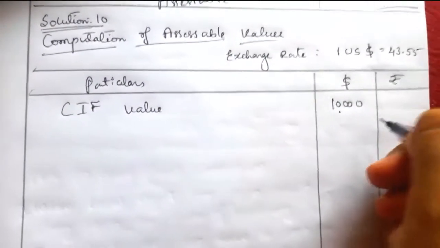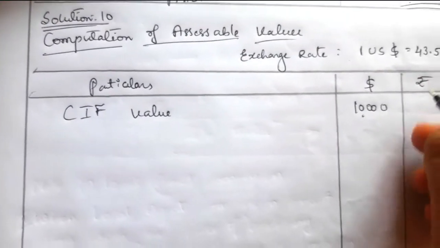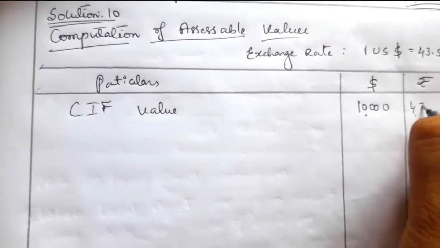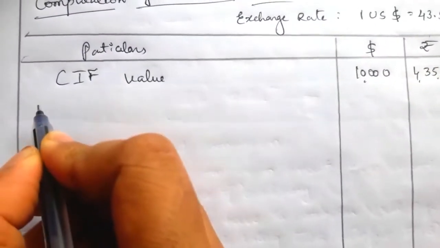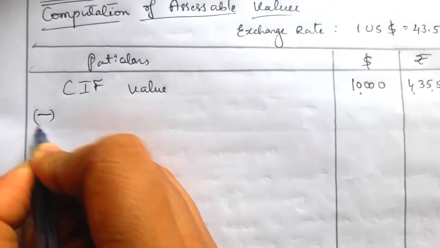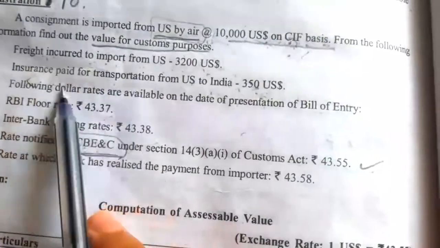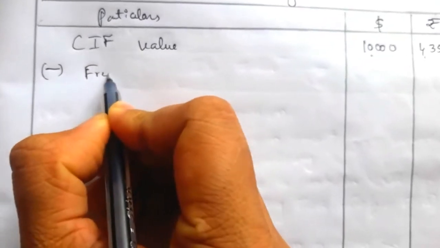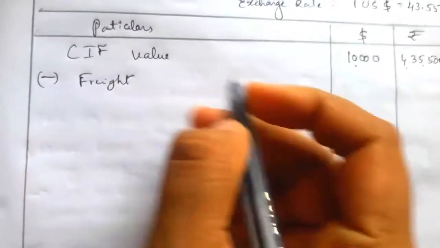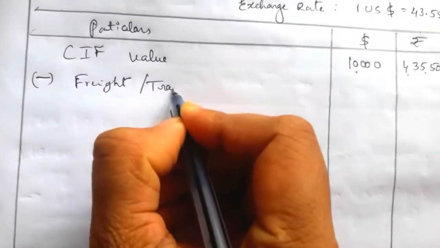Now we have to convert 10,000 to Indian rupees. 10,000 into 43.55 is equal to 4,35,500. Now we have to deduct the freight and insurance to calculate the FOB. First we deduct the freight. So write freight or transportation.